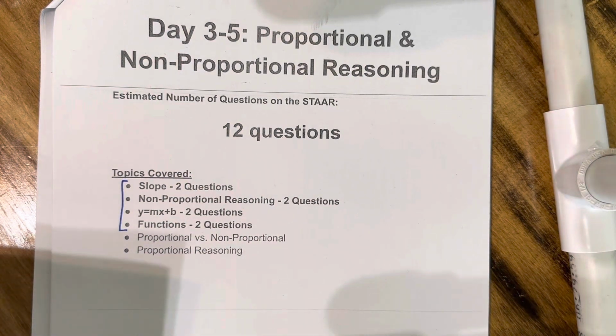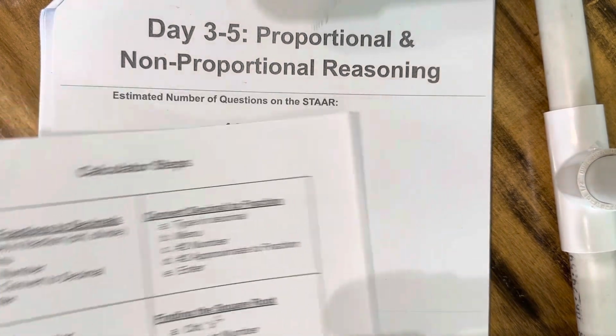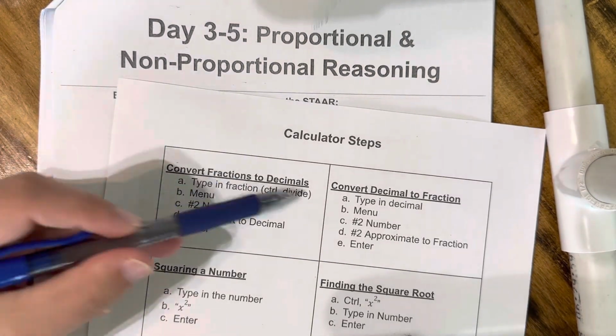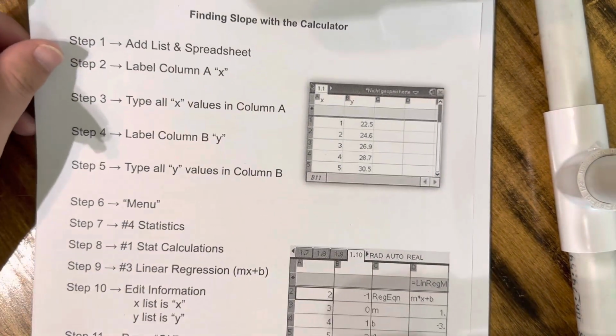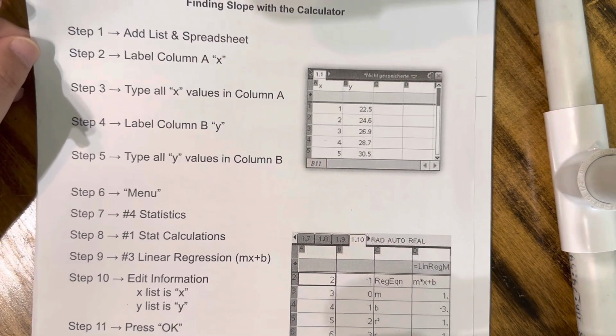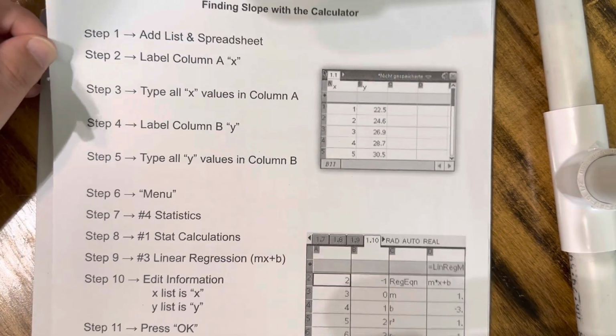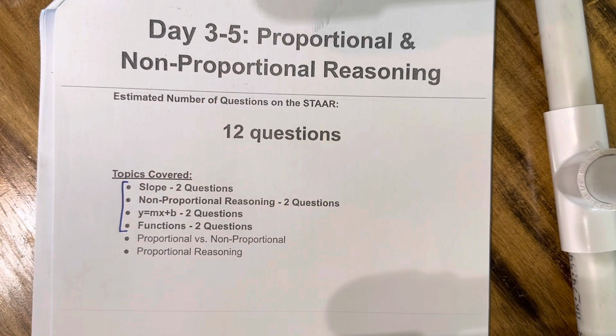Then we have our calculator steps. The calculator steps that you're going to want to know for this one. Sometimes you need to be able to convert between fractions and decimals, but the most important one is on the back, finding slope with the calculator, which not only do you find slope, you can also find your y-intercept, your m and your b. So this right here is going to be your steps on how to put a table into your calculator. So those are the important things for you to know that you have as a resource in your STAAR review folder.